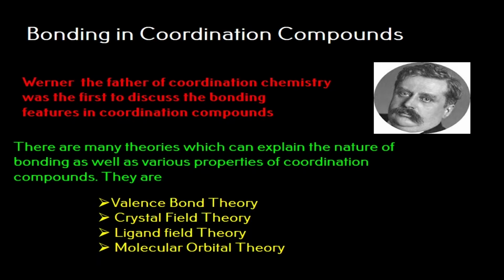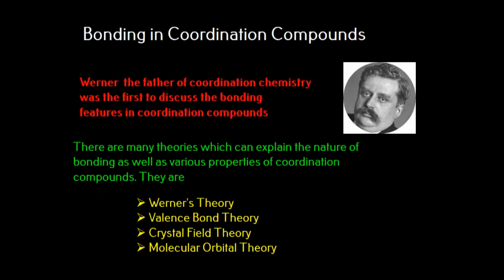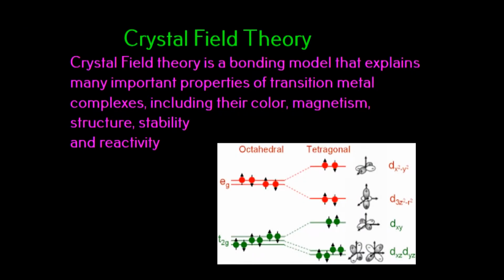Bonding in coordination compounds is explained by various theories. Werner, the father of coordination chemistry, was the first to discuss the bonding features of coordination compounds. There are many theories which can explain the nature of bonding as well as various properties of coordination compounds. They are valence bond theory, crystal field theory, ligand field theory, and molecular orbital theory. Here we are going to discuss crystal field theory in detail.